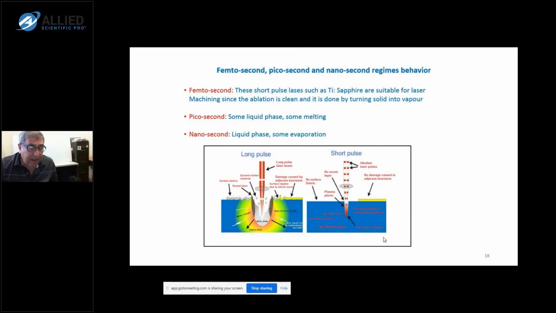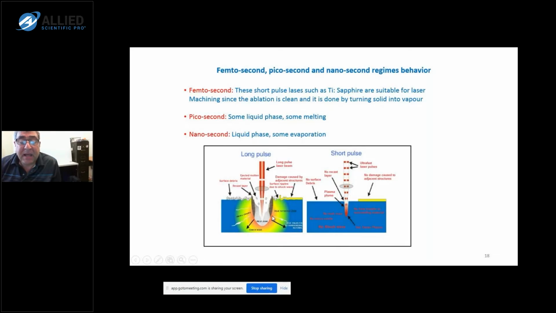Now we go into the different time regimes, time domains. If you go back again to ablation, which is a more general case, here is an application like micro machining. You can see if there's a short pulse, a very neat and clean hole is being generated there. But if you use a longer pulse in a nanosecond, you can see all kinds of liquid physics effects taking place. For example, you have damage caused by adjacent structures, surface ripples due to shock wave, surface debris, ejected molten material, and so on.